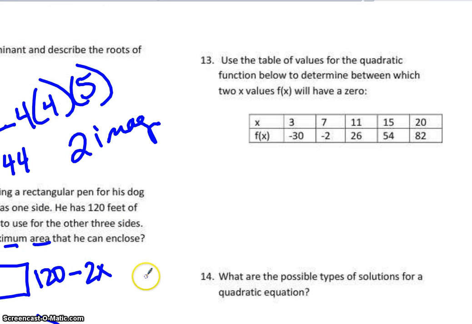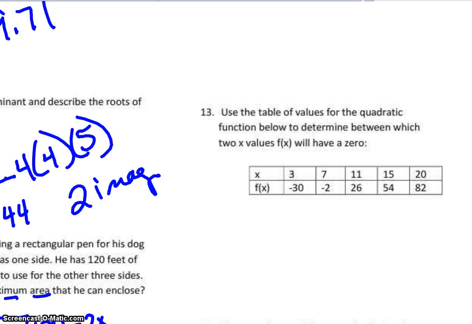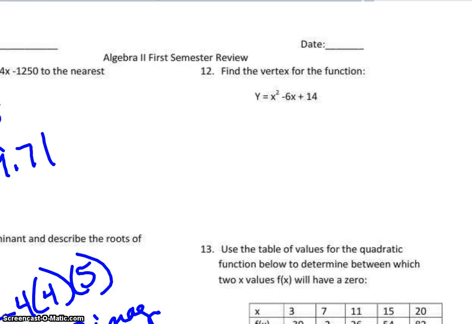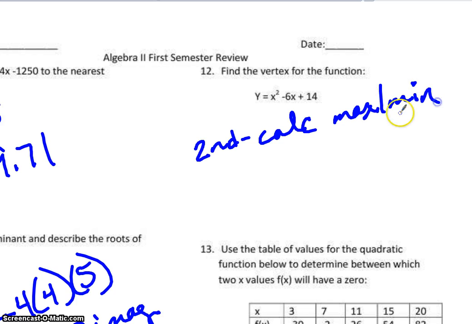Looking at number 12, find the vertex. You're going to put this in y equal. You're going to do second calc max or min, depending on whether it is a low point or a high point. You should get the point 3, 5.